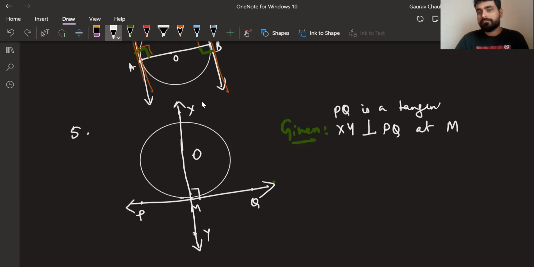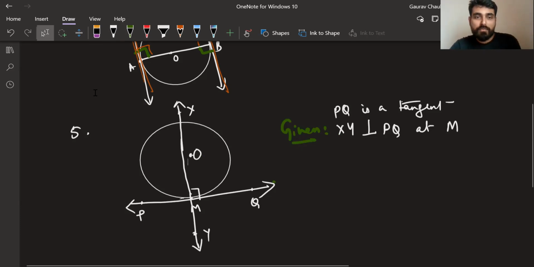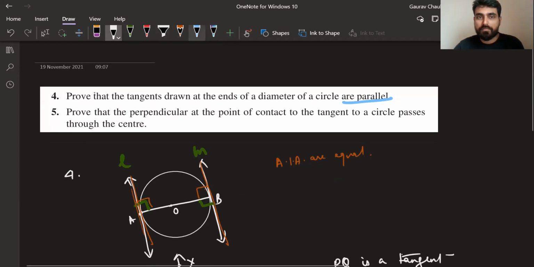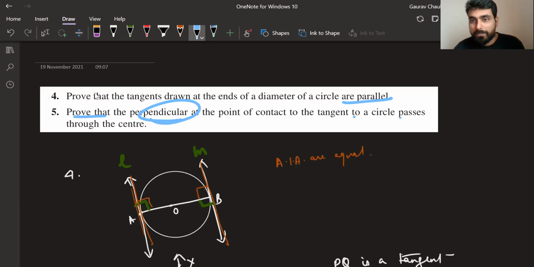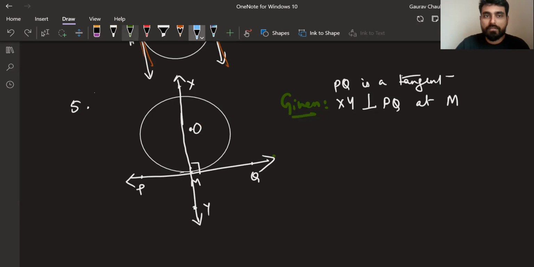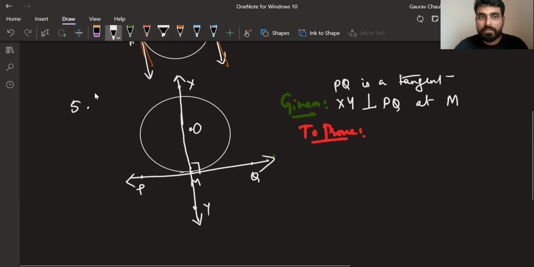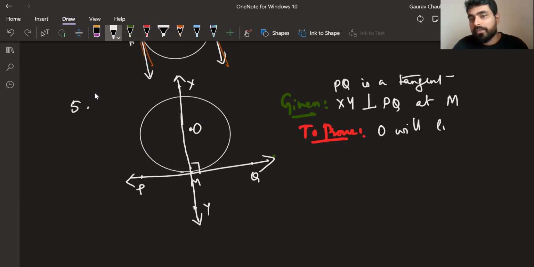Now O we are marking here. Just assume that it is not passing through the center, because we have to prove that the perpendicular will pass through the center. So my to prove is O will lie on XY. Okay, that's my to prove. Take a minute to absorb this and give me a thumbs up in the chat box if the given and to prove is clear.